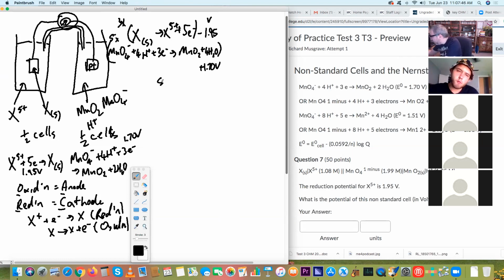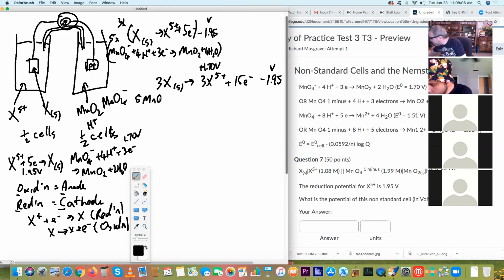So if I do that, this is what we end up with. This will make it clear why I did this. It'll be 3x solid gives 3x5 plus 15 electrons. Now what's important here is this does not change the voltage. I go into this in the video as to why it doesn't change the voltage, but it doesn't.